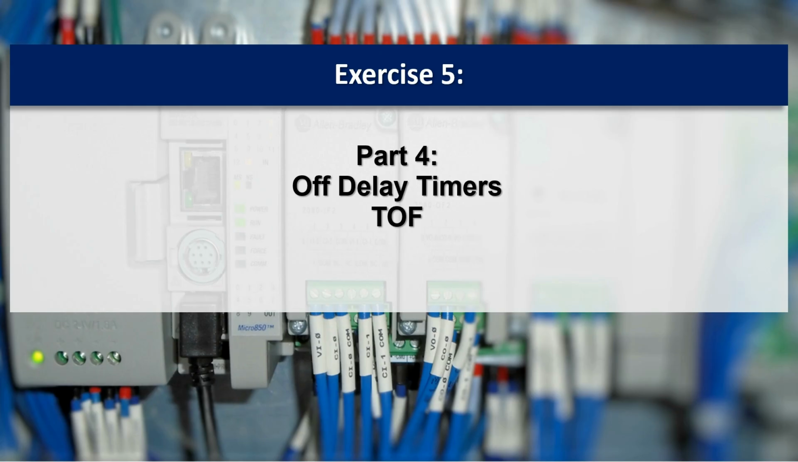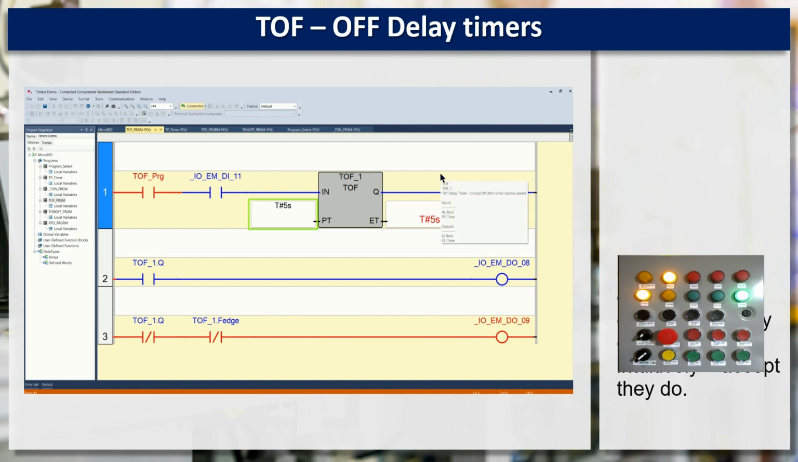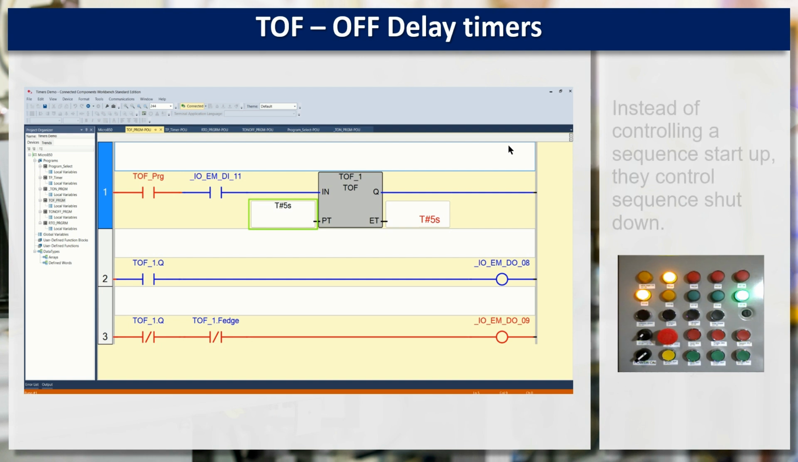And this is part 4 of exercise 5. We're looking at off-delay timers. In Connected Components Workbench, they are called a TOF. We're going to look at the off-delay timer, the TOF, and a lot of electricians find it very frustrating because they're used to using the on-delay, and in this case we're actually looking at the reverse.